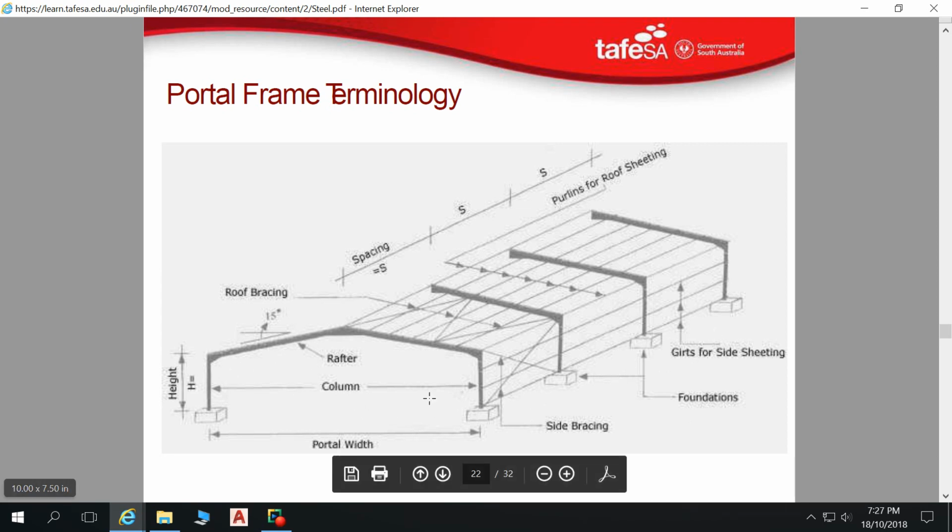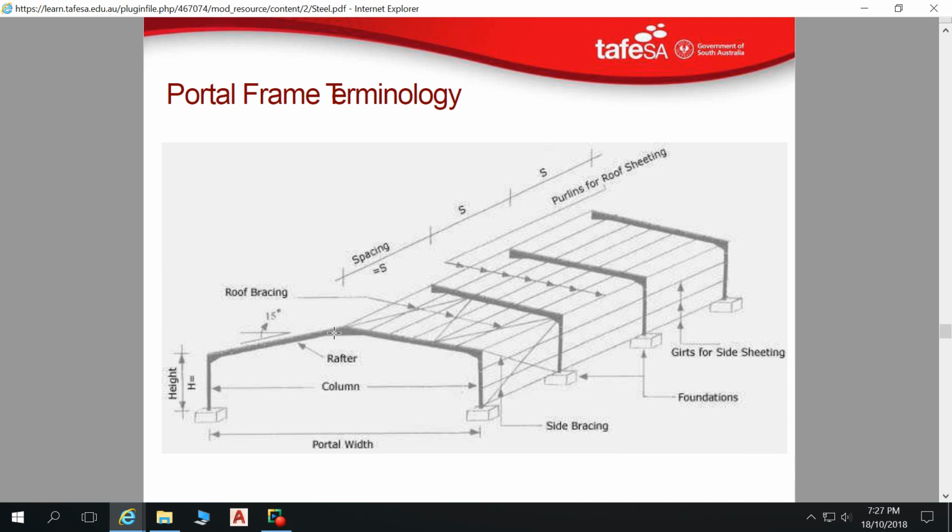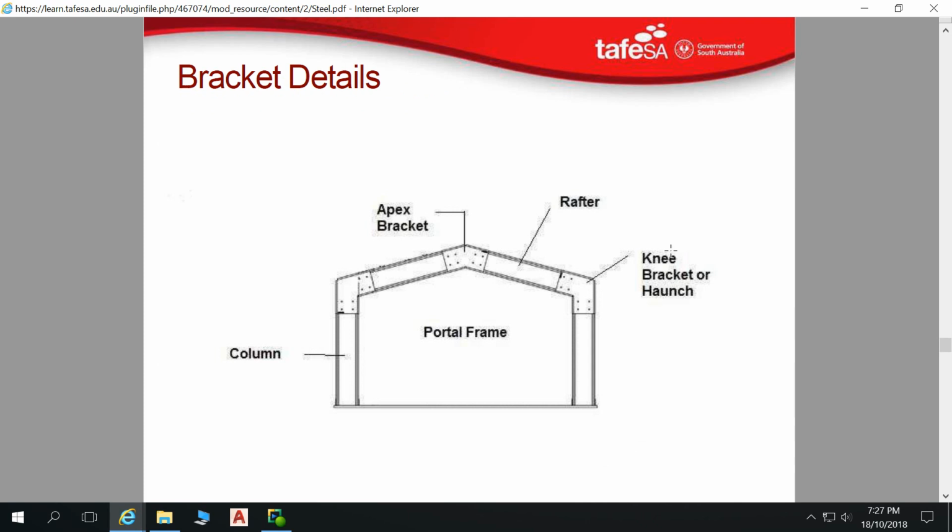And then we've got our rafters, so our columns and our rafters, and we've got the apex joint here and the knee joint here, or the haunch, whichever one you want to call it. Knee joint or haunch is fine. Here we have our knee bracket or haunch, our rafter and our apex bracket, and then our column.